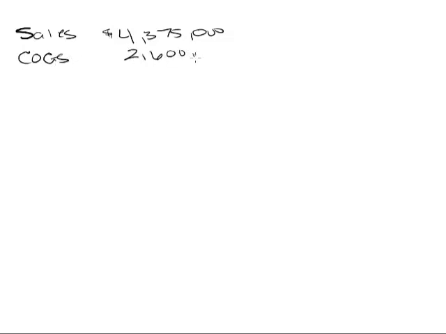Let's assume our company makes, I don't know, let's make clocks today. And let's say that our current operations, we've got sales right now of $4,375,000. We've got cost of goods sold of 2.6, so we've got 1,775 for gross profit.